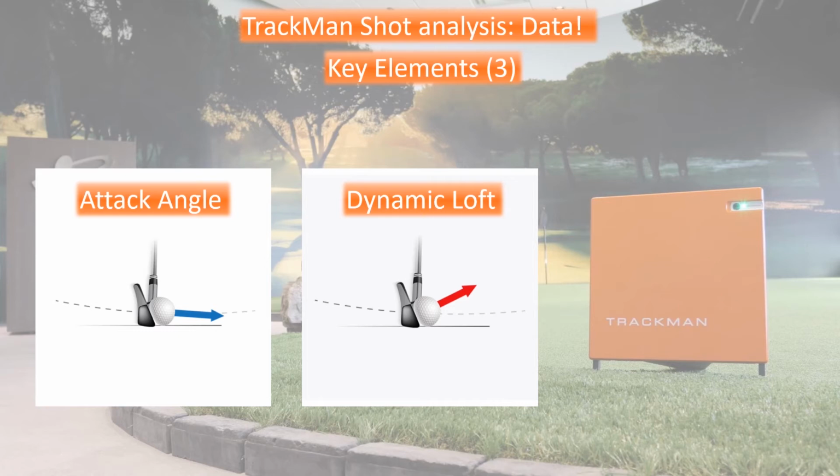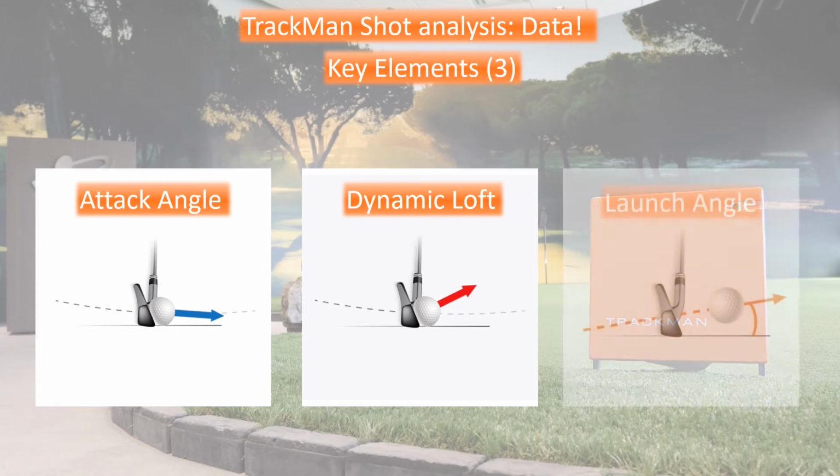Associated with attack angle is dynamic loft. This is the amount of loft on the club face at impact. Factors such as bend in the club shaft and whether the club face is open or closed at impact will also influence the dynamic loft. Excessive dynamic loft will send the ball higher and reduce distance. Too little dynamic loft will send the ball lower with more roll, making it difficult to judge distance.